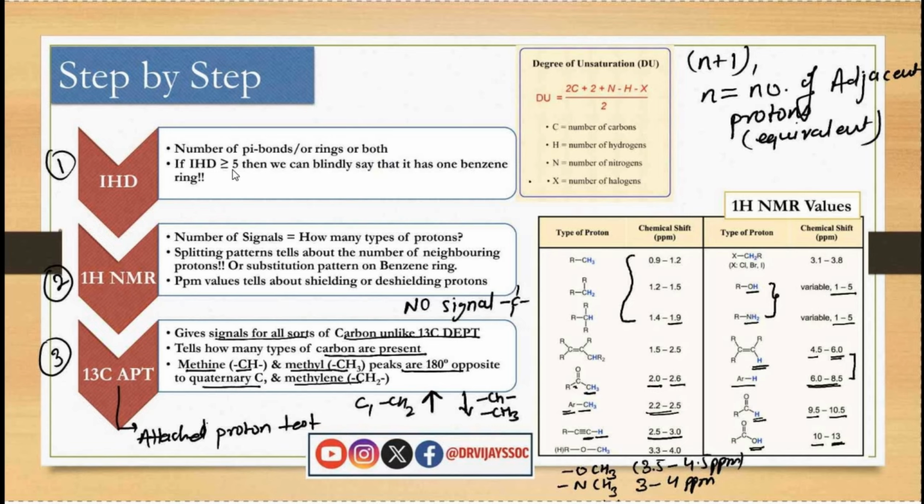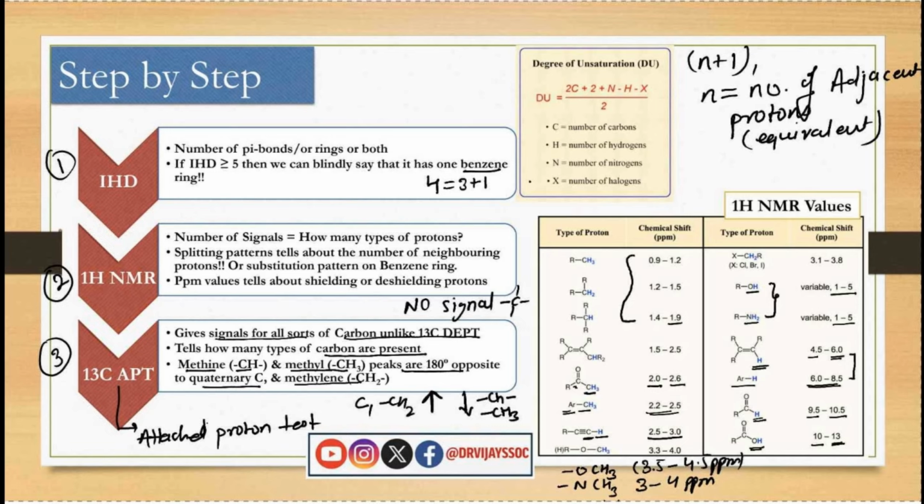If this value is equal to 5 or greater than 5, then we can blindly say that it has one benzene ring, and this benzene ring will correspond to the value 4 because it has 3 pi bonds plus 1 ring. Then we will look at 1H NMR, and as we said, the number of signals is equal to how many types of protons there are.